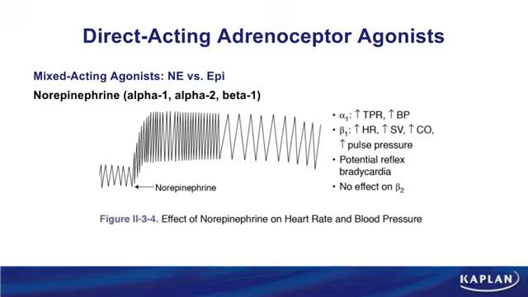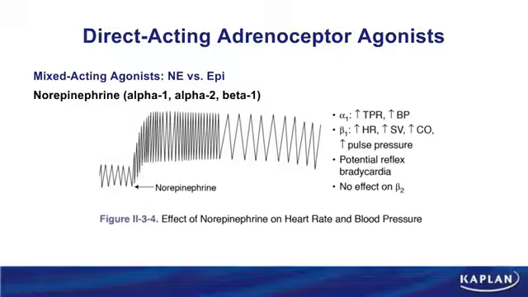Next, let's look at our mixed-acting adrenergic agonist. This would be norepinephrine and epinephrine. Now, these are pretty fun to look at because they're going to work on multiple receptors. Let's start with norepinephrine. If you had to describe the receptor profile for norepinephrine, you would say alpha-1, alpha-2, beta-1. But why not beta-2? That's because beta-2s are not innervated, so norepinephrine is not their activator.